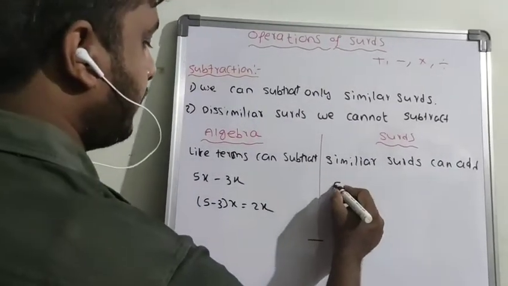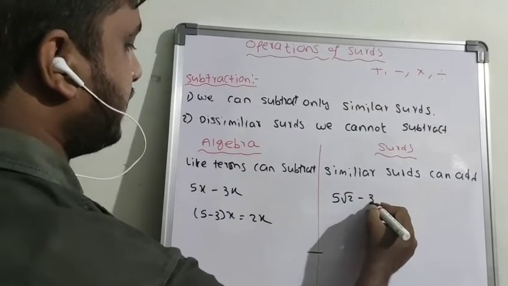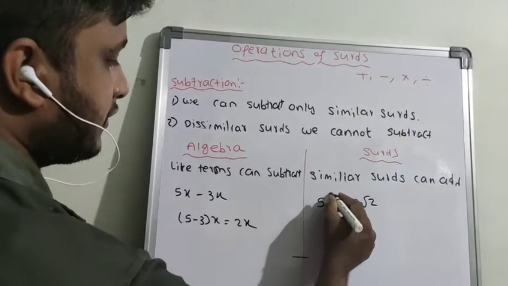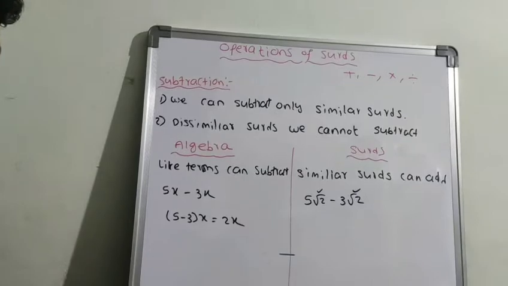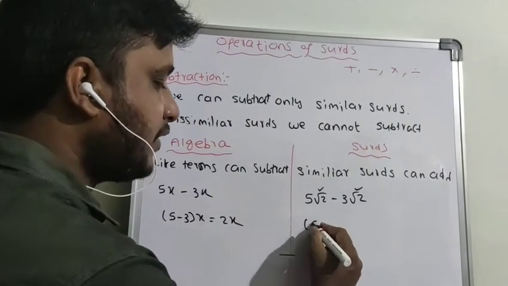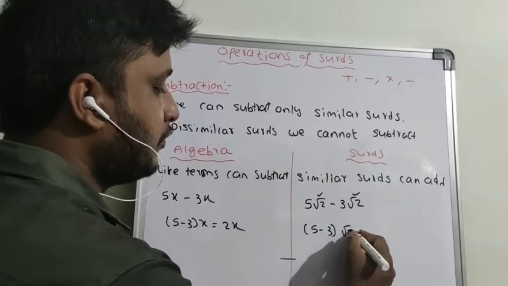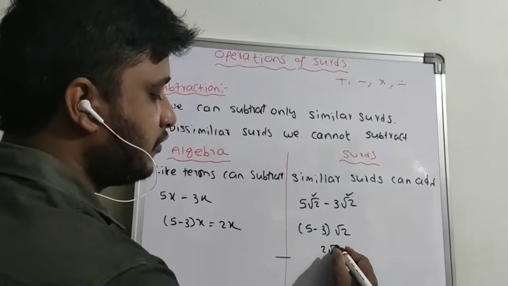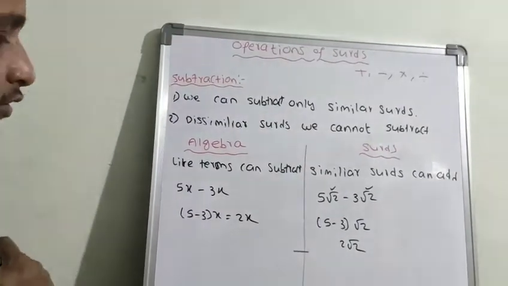Similarly, 5 root 2 minus 3 root 2. First you have to make sure these are similar sets. Yes, similar sets. Then 5 minus 3 root 2, that means 5 minus 3 is 2 root 2. This is the way you have to do subtraction.